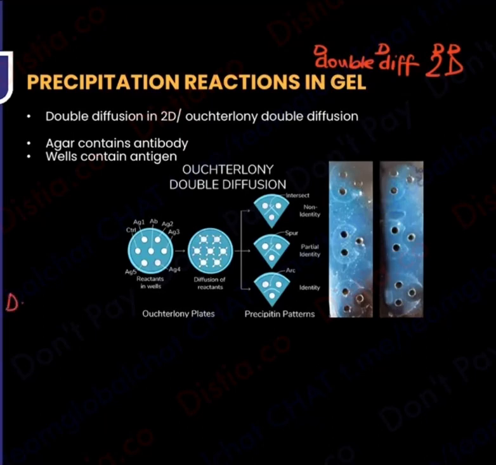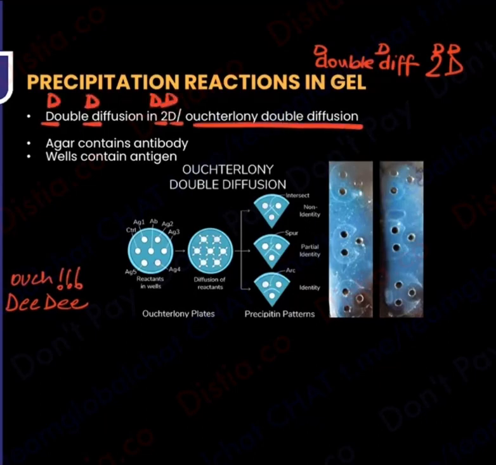So how I have learnt it is that when DD comes in the laboratory, please note that this is going to be ouch. Everything is going to break. DD is going to break everything. So double diffusion in 2 dimensions, DD, is known as the Ouchterlony test. Ouch, DD is going to be the Ouchterlony test.